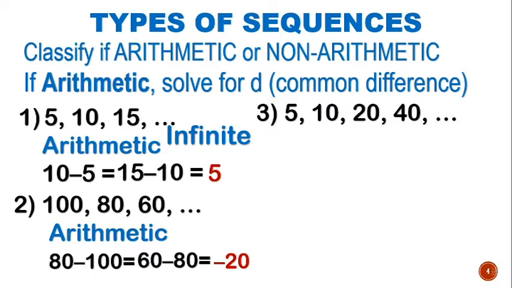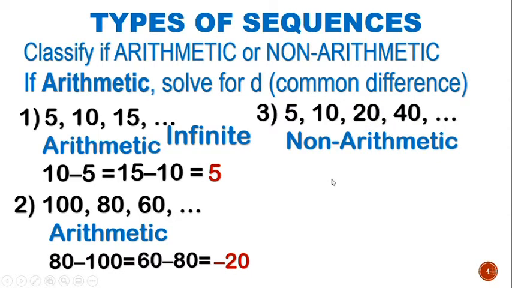What about example number 3? Do you think it's arithmetic or non-arithmetic? Try solving. The answer is non-arithmetic. Bakit? Kasi 10 minus 5 is 5. Pero 20 minus 10, that's 10. 40 minus 20, that's 20. So, hindi pare-parehas. Hindi siya arithmetic. What about in number 4?